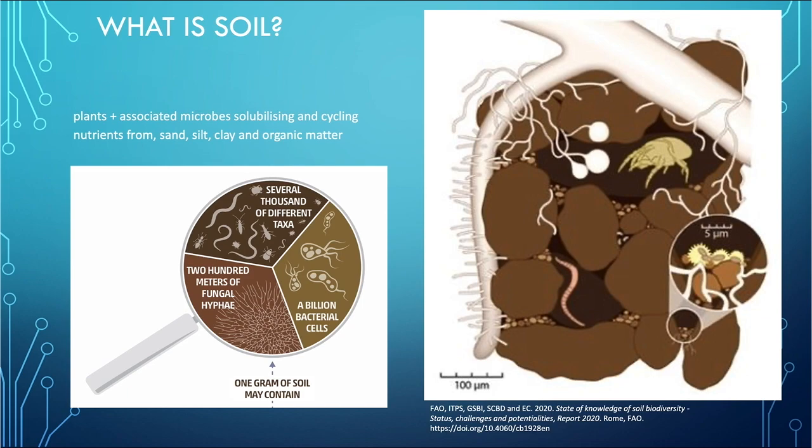So it's a living thing, and soil is basically what is made by plants and associated microbes, solubilizing and cycling nutrients from sand, silt, clay, and organic matter. And you can see here that in a gram of healthy soil, there might be 1 billion bacterial cells. There would be 200 meters of fungal hyphae. The hyphae are just cells of fungi growing and extending throughout the soil in these networks. Sometimes we call this mycelium when it's visible in the soil. And also there are several thousand different taxa, different creatures that feed on these two groups or feed on each other, with the nematodes and protozoa feeding on these two groups of organisms to start with. So it is the soil food web that makes soil possible.